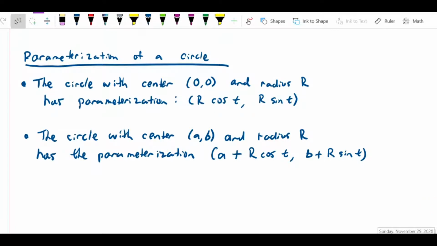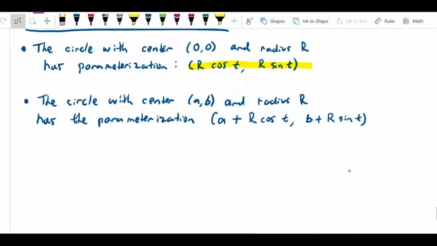So the next important parameterization that we learn is the parameterization of a circle. The thing you should know is that a circle with center 0, 0 and radius r has the parameterization r cosine t, r sine t. And just to change it slightly, the circle with center a, b and radius r has the parameterization a plus r cosine t, comma b plus r sine t.